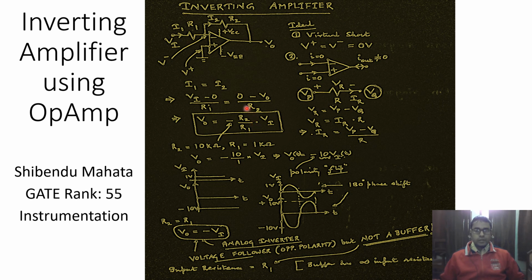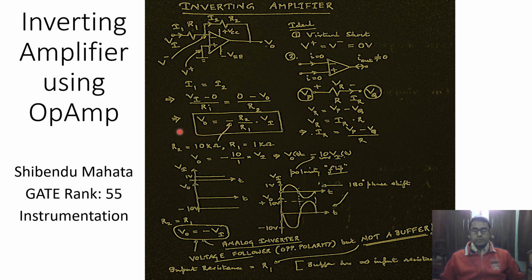So note that the gain of the circuit is given by R2 by R1, and this is a ratio of two resistors. And the implication of this negative sign is that it will lead to something called polarity flipping.